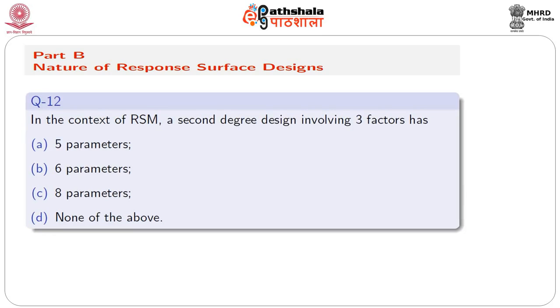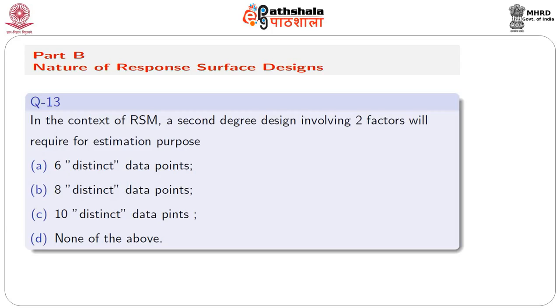Here also we have a second degree design in context of RSM involving 3 factors. And we need to give the number of parameters. The options are 5, 6, 8, or none of them. So there are 3 factors. We have alpha, and then we have all the singleton effects, beta 1, beta 2, beta 3. We have all the quadratic square term effects, beta 1 1, beta 2 2, beta 3 3. Then we have the pairwise effects, beta 1 2, beta 1 3, beta 2 3. Altogether 9 plus 1, 10. Altogether there are 10. It is none of them.